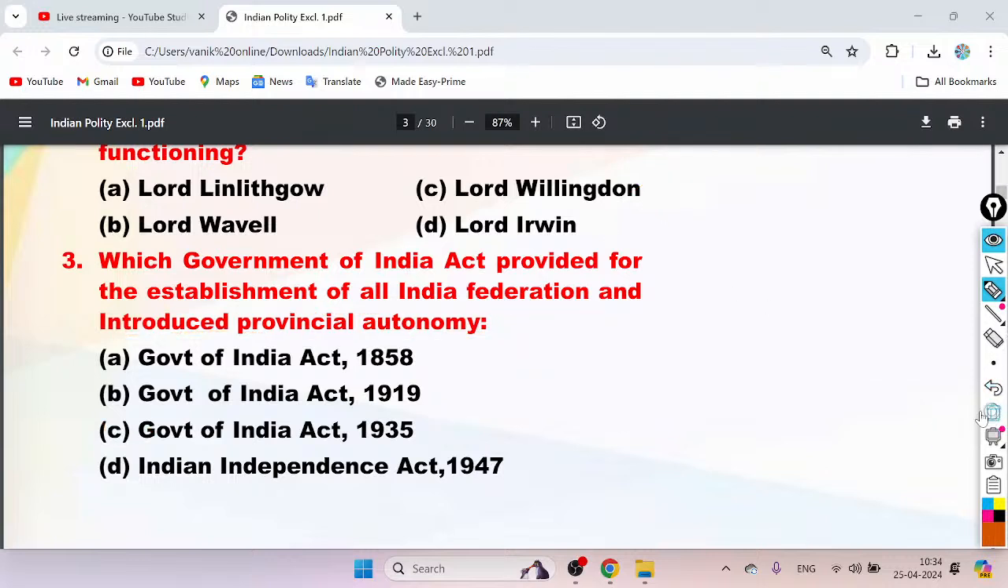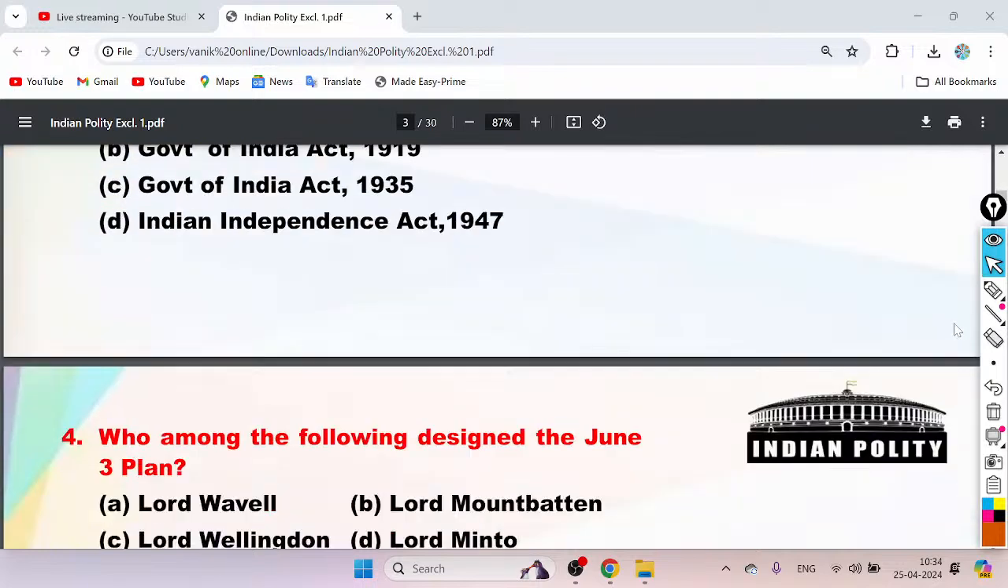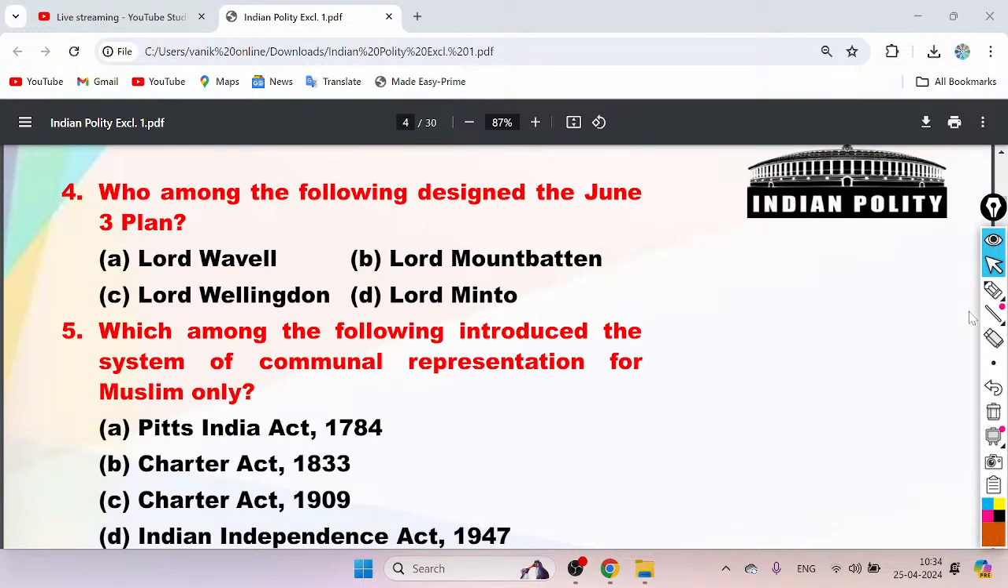Question number 4. Which among the following designed the June 3 plan? June 3 plan is meant for separation or division, that is partition of India into India and Pakistan. And June 3 plan formed the basis of Indian Independence Act 1947. During that time, Lord Mountbatten was the Viceroy of India, and he was the last Viceroy of India and first Governor General of Free India. So that is B.